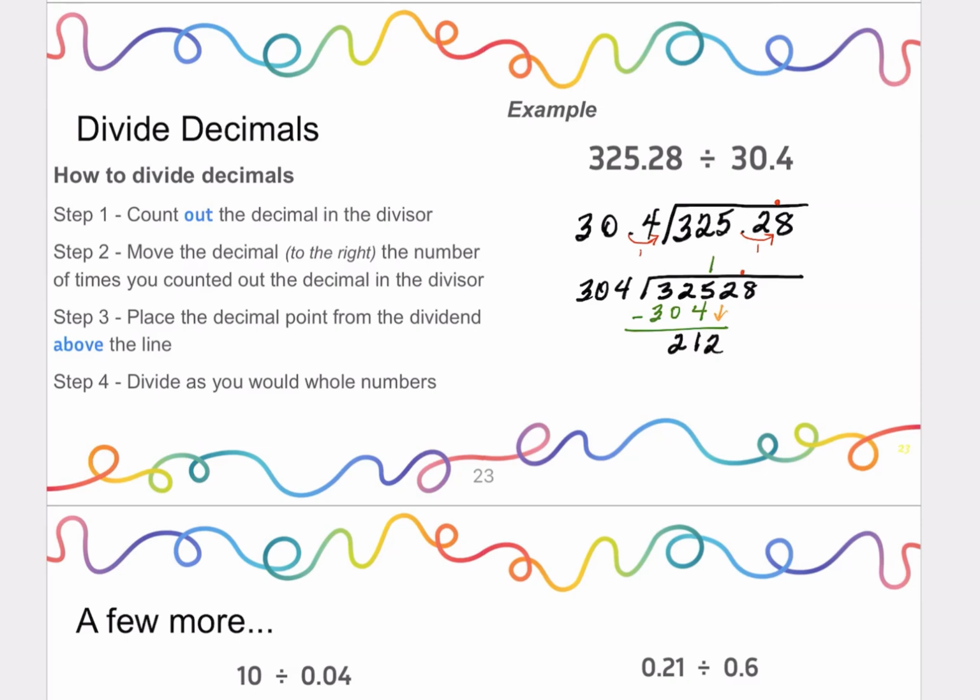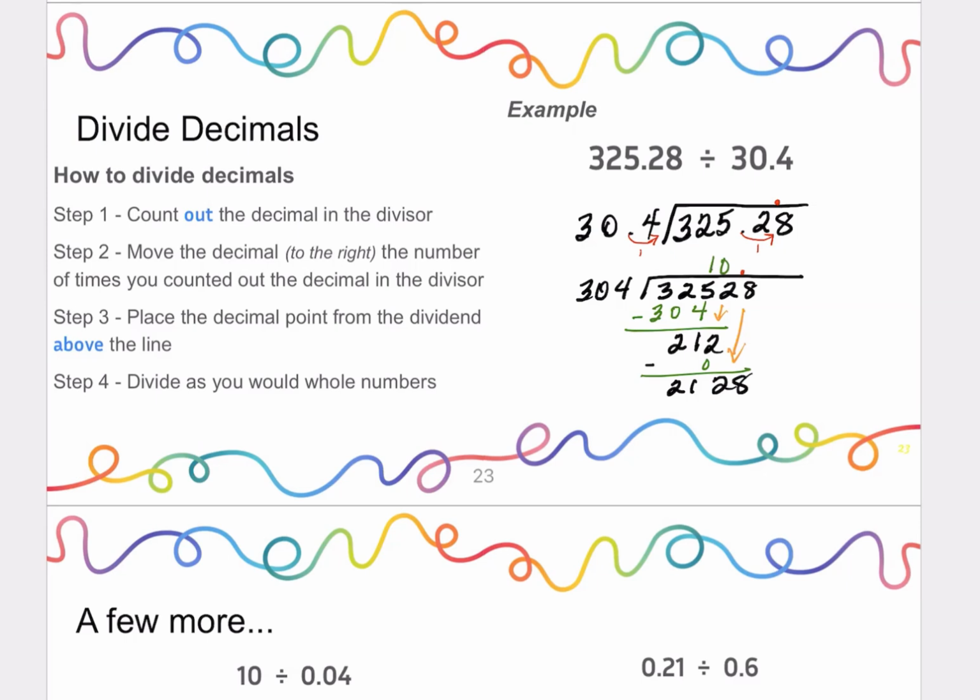Now, here you see that we can still not take 304 away from 212. So we're going to multiply by 0. 0 times any number we know is 0. And when we subtract that, that leaves us with 212 and allows us to bring our next number down. So now we're looking at 2,128 that we want to divide by 304.